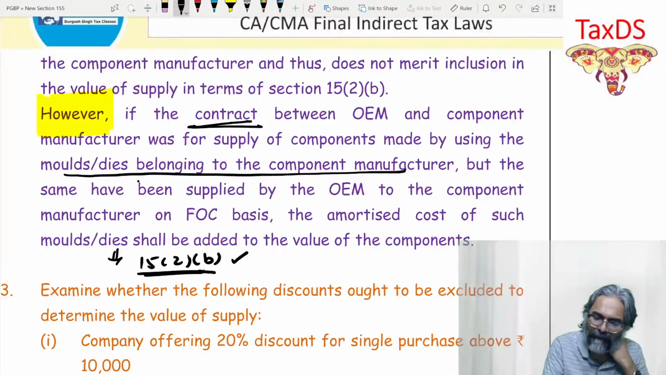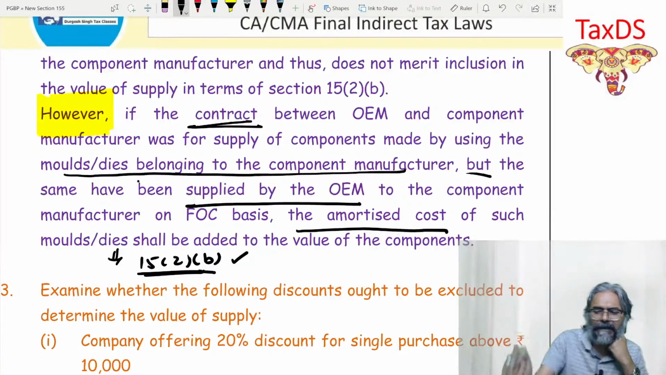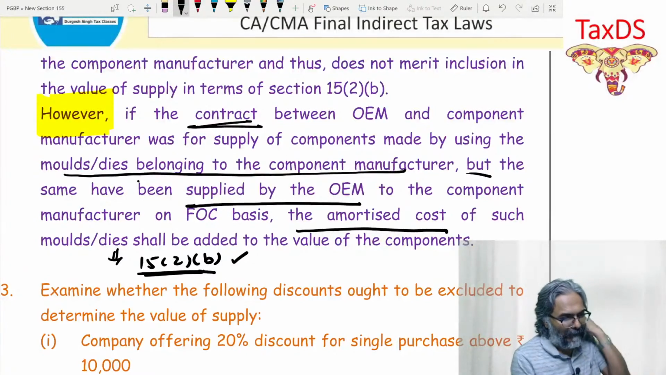Belonging to the component manufacturer in this case. But supplied by whom? By the OEM. So the amortized cost of such molds and dies shall be added to the value of the component.